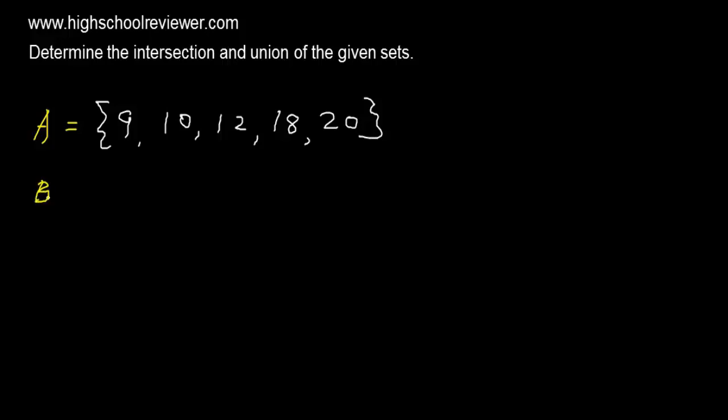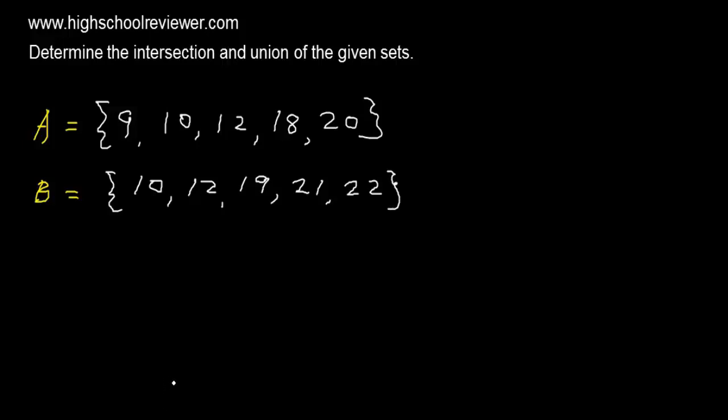Union and intersection of sets and Venn diagram. Let us determine the intersection and union of the given sets. For set A, we have the numbers 9, 10, 12, 18, and 20. For set B, we have the numbers 10, 12, 19, 21, and 22.